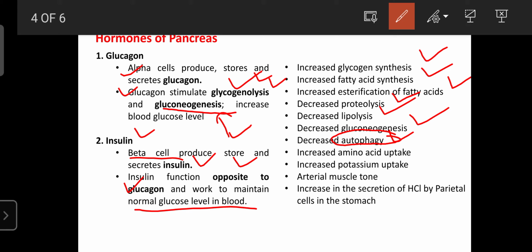Then also insulin can increase amino acid uptake, increase potassium uptake, and alter arterial muscle tone, and it increases the secretion of hydrochloric acid by the parietal cells in the stomach. That is beneficial for digestion, but the secreted hydrochloric acid can participate as a cause of peptic ulcer with the use of insulin. So these are the various physiological effects of insulin.